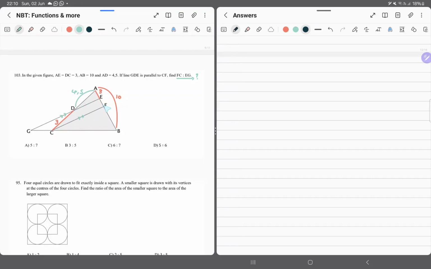Okay, FC over EG. This still uses the proportionality theorem, but in a smart way, because here we've got to consider almost like similar triangles, if you ask me. Sometimes it's better to look at it that way, but still the proportionality theorem holds. We should be able to say this whole side over this should be that side over that. So we can manipulate that.